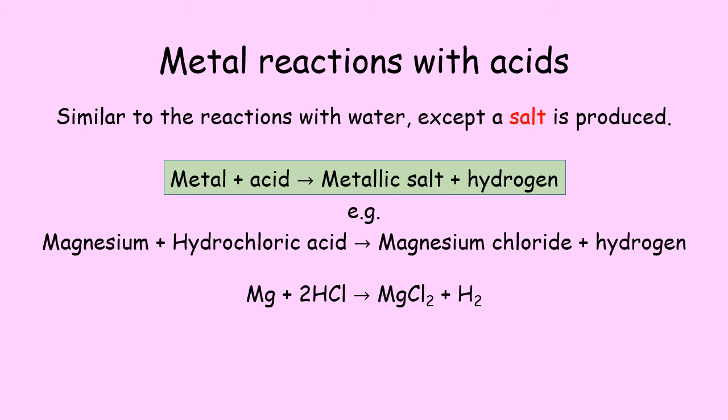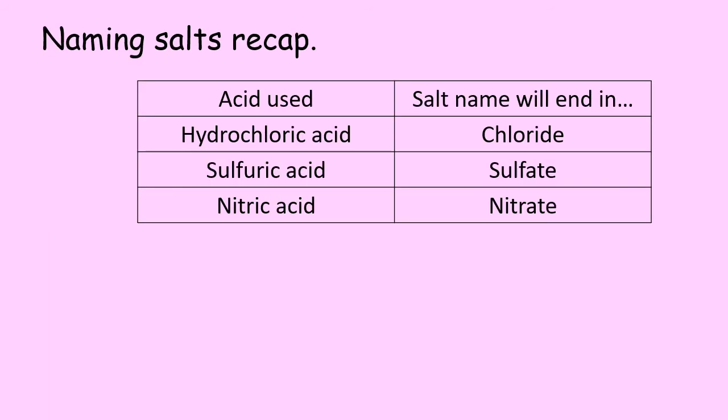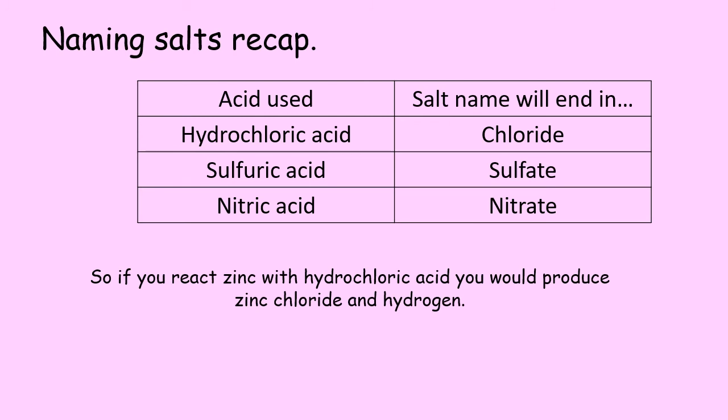You need to remember your process for naming salts. So when it comes to naming salts, we have to remember hydrochloric acid will produce metal chlorides, sulfuric acid will produce metal sulfates, and nitric acid will produce metal nitrates. So for example, zinc reacting with hydrochloric acid will produce zinc chloride and hydrogen.